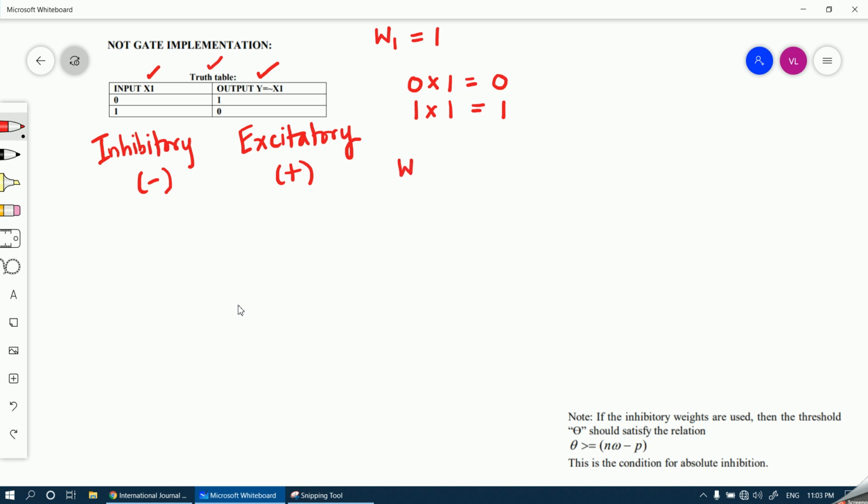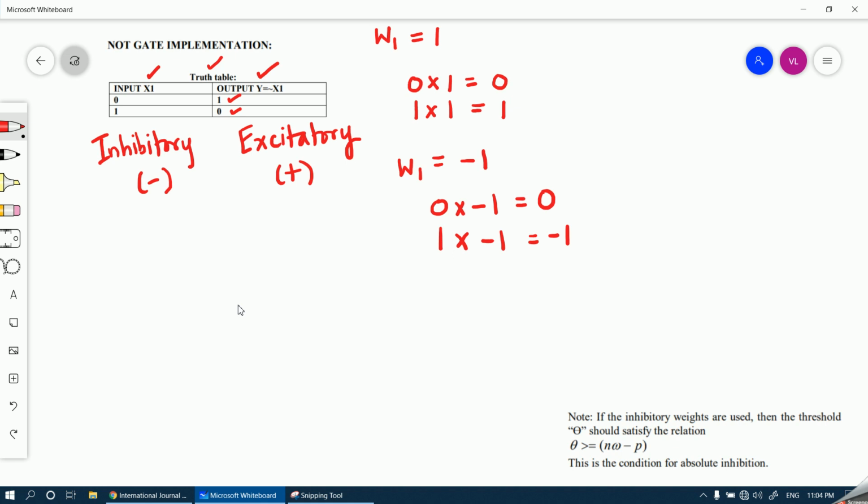Now when we consider the weight to be inhibitory, that is -1, what will happen in that case? 0 into -1, which is 0, 1 into -1, which is -1. Now as you all can see over here, in this case the neuron will fire when the input is 0. When the input is 1, the neuron will not fire.